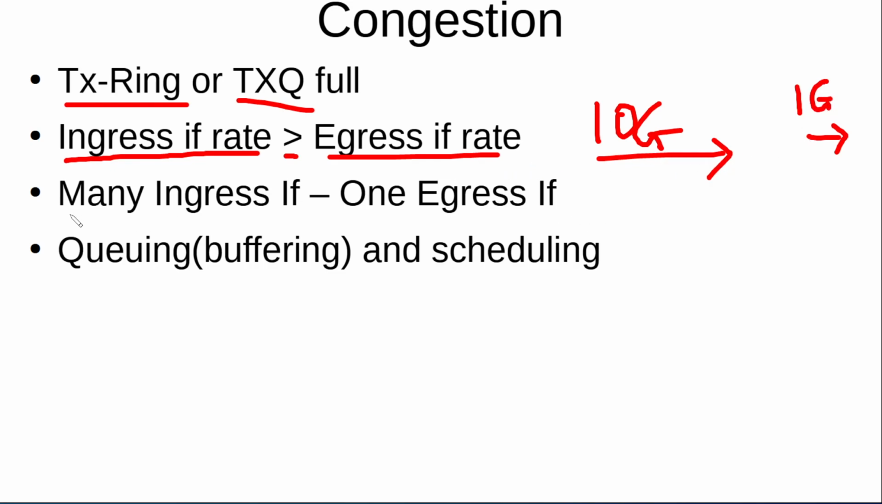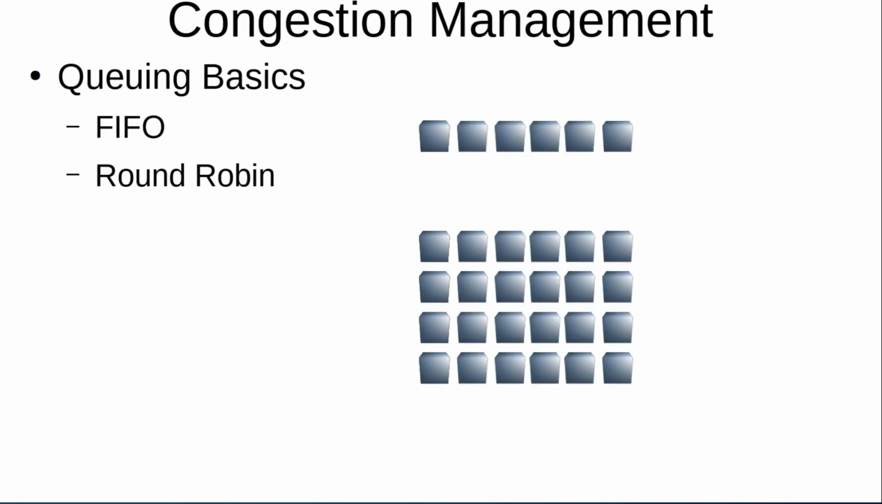You can also have many ingress interfaces and only one egress interface. And congestion can also happen in that case. The solution is using queuing and scheduling to solve that. So you can use the queuing. For instance, you can use FIFO queuing.